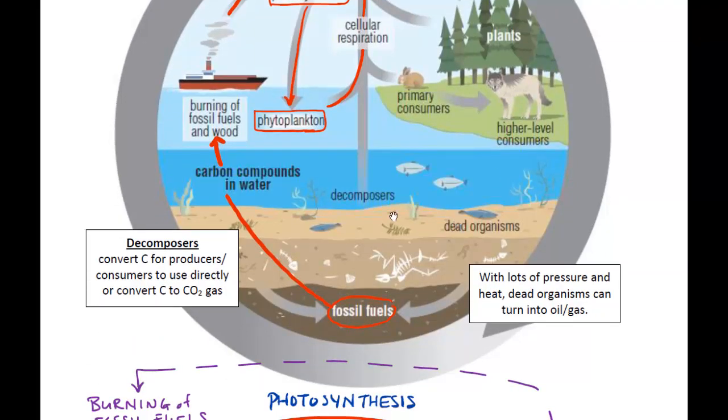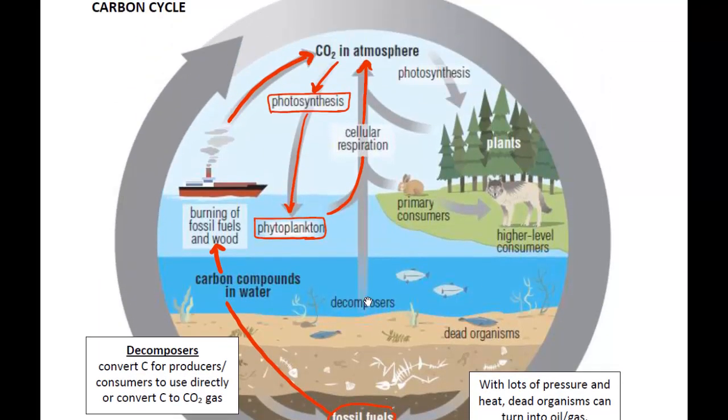When they die, they can be decomposed, and the decomposers are able to convert the carbon from the consumers and turn it back into carbon dioxide. So carbon dioxide through photosynthesis comes into plants. Animals eat the plants, animals die, decomposers eat the dead animals, and then the CO2 is returned to the atmosphere. That's one of the pathways.